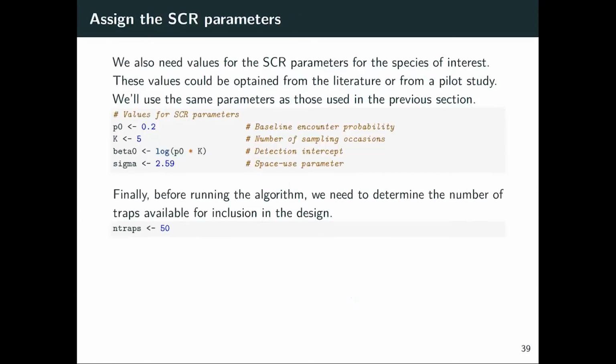So we need values of the SCR parameters in order to run this algorithm. What I'm doing right now is taking that original R script that I showed you and walking you through what each piece of that looks like. These values can be obtained, as I said, from literature or a pilot study, and we'll use parameters from the previous section. So we have your baseline encounter probability, that's 0.2, number of sampling occasions, which is K, or 5. And then we use the detection intercept, which is just the log of those 2 detection parameters above, and then sigma, which is 2.59. And then finally, we have 50 traps that we want to optimize our design with.